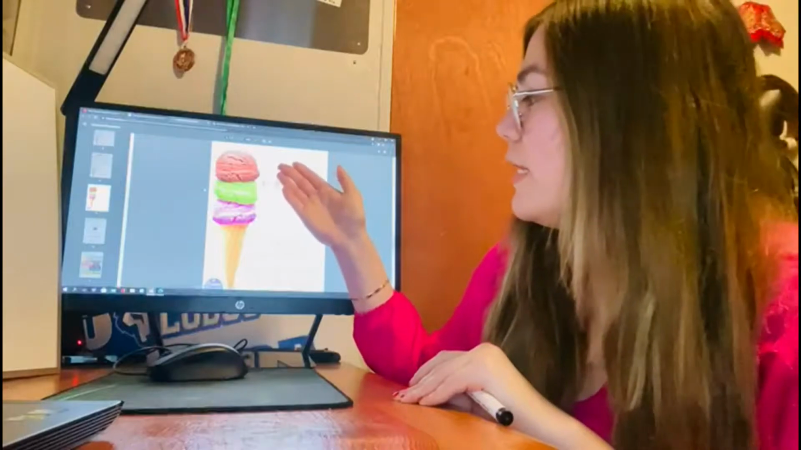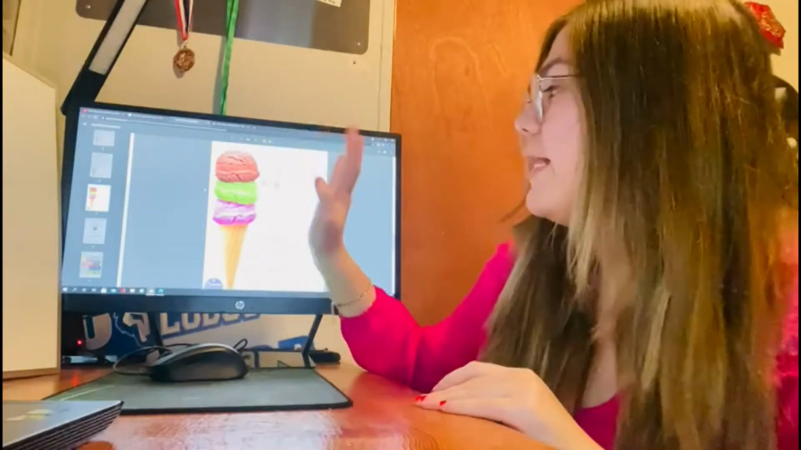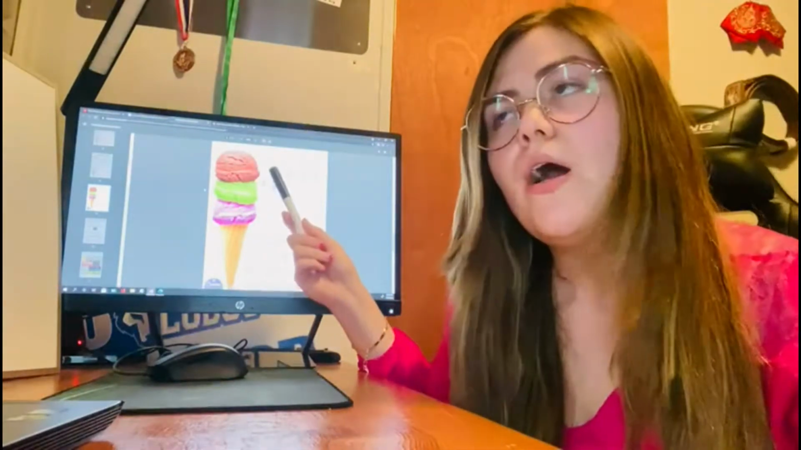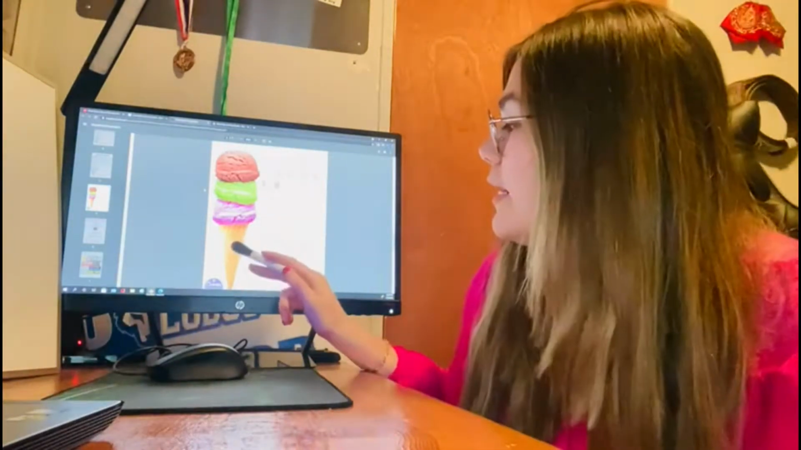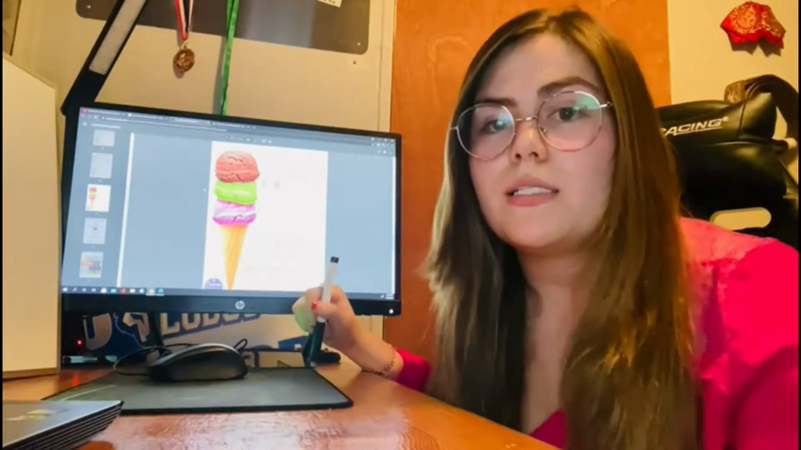So I have the 3 ice cream scoops and the cone. And the way I like to see it is the ice creams are going to be the details of the story. And then the cone is going to be the main idea, which is what supports the details.